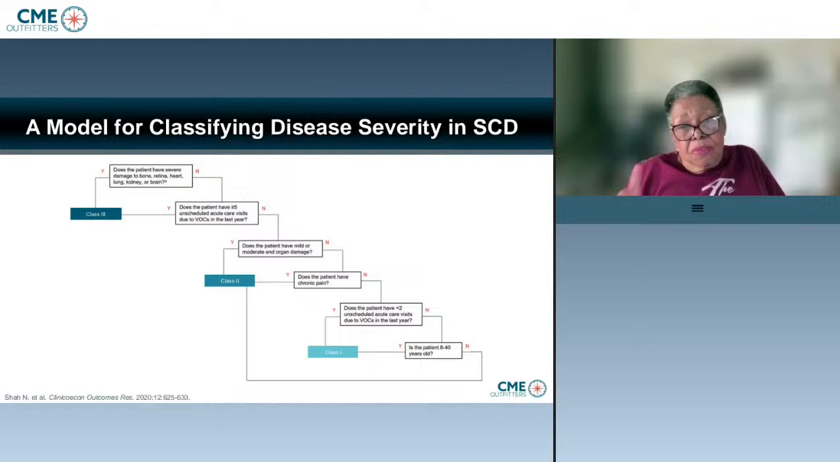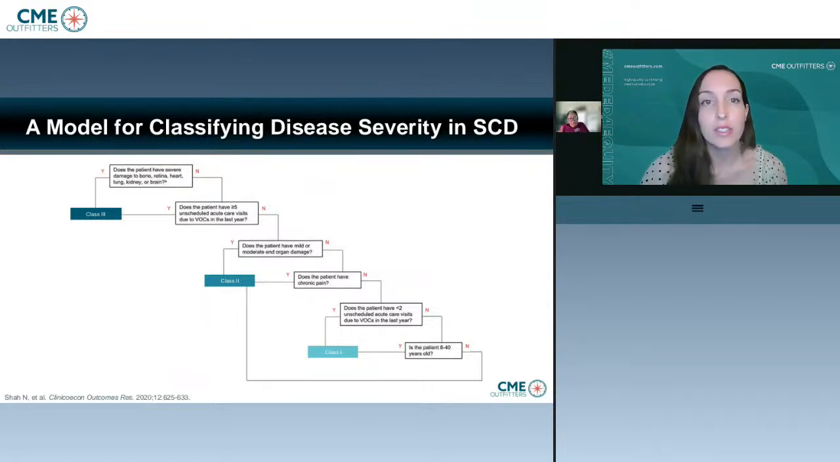Here we have a model stratifying disease into three severity classes: 1, 2, and 3. Clinical indicators help providers. Class 3 is severe disease. These are patients with severe organ damage, and we don't want to let our patients get to this point. And this is why we have sickle cell guidelines that stress the importance of early screening and monitoring to prevent progression. But also in this category are patients with 5 or more VOCs or acute care visits in a year.